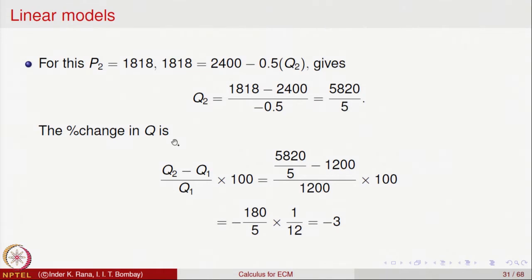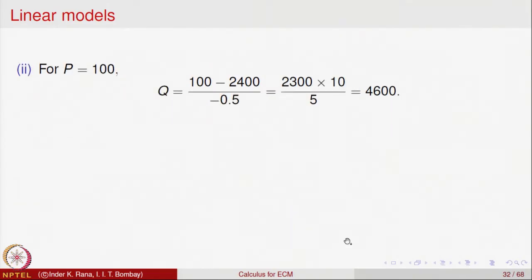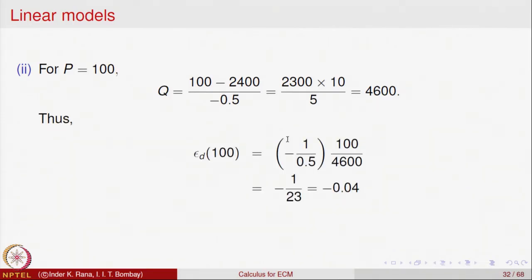So, what is the percentage change? We are calculating the actual change. The percentage change, Q2 minus Q1 divided by Q1 multiplied by 100, simplifies to minus 3. For P equal to 100, the corresponding Q will come out to be 14. From the same price-demand formula, we can calculate Q.